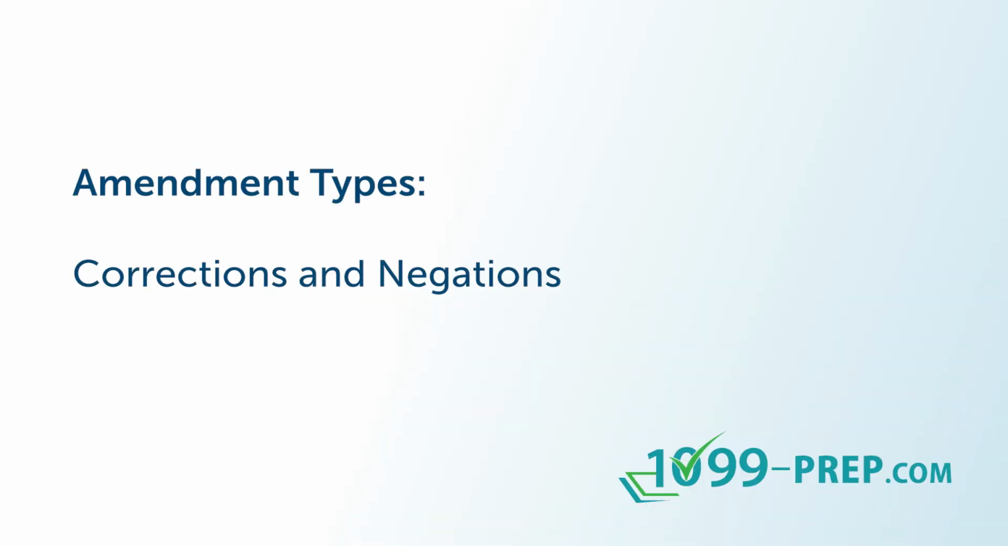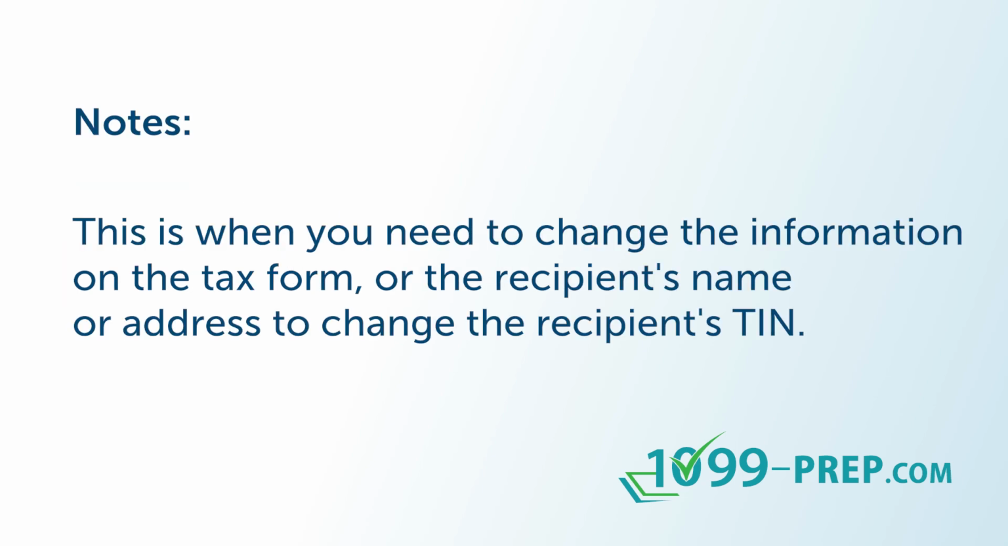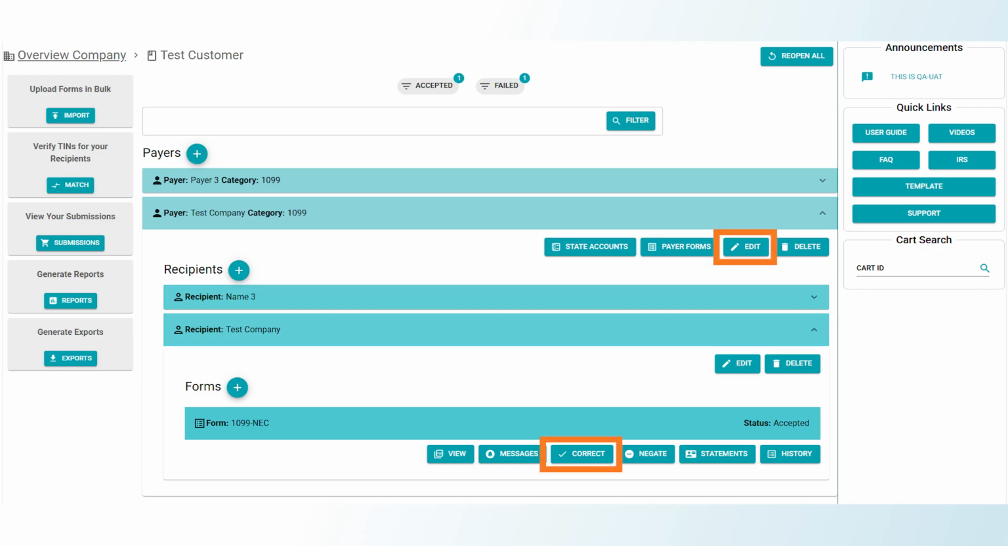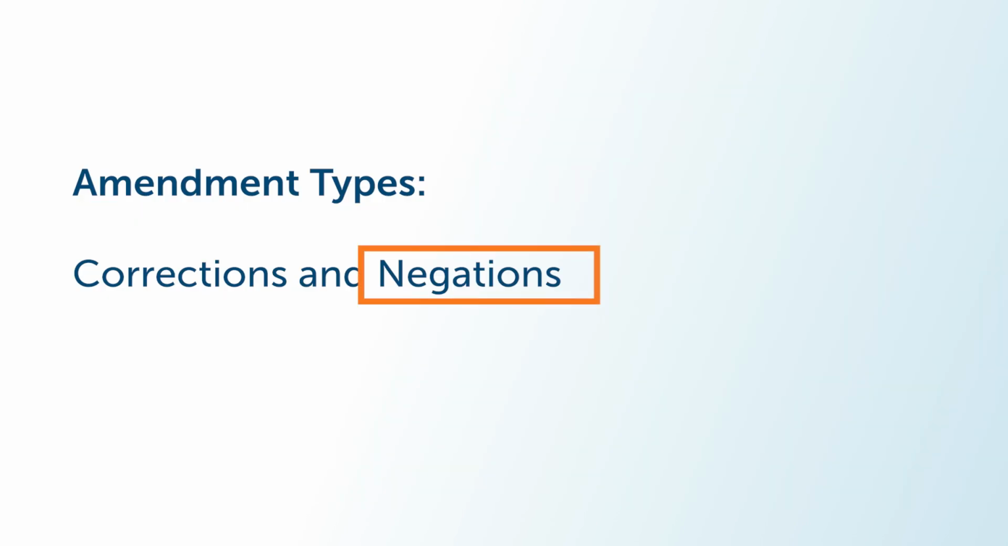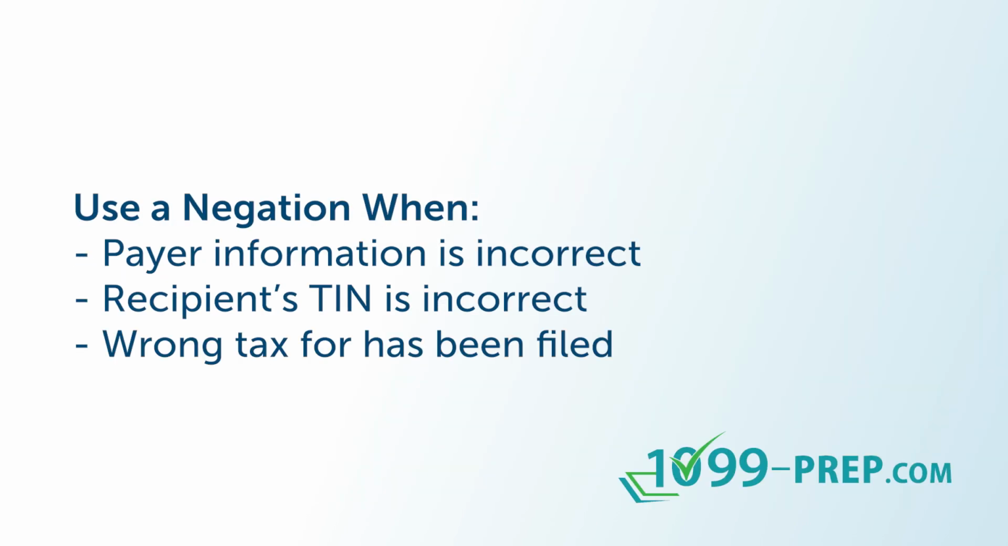There are two ways to amend a tax form. The first is a correction. This is when you need to change the information on the tax form or the recipient's name or address. To change the recipient's TIN, you will need to use the second type of amendment. The second type of amendment is a negation. This is used when any of the payer information or the recipient's TIN is incorrect. This also applies to filing the wrong tax form, such as a 1099 MISC instead of a 1099 NEC.